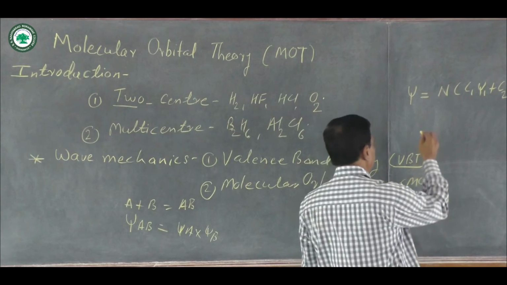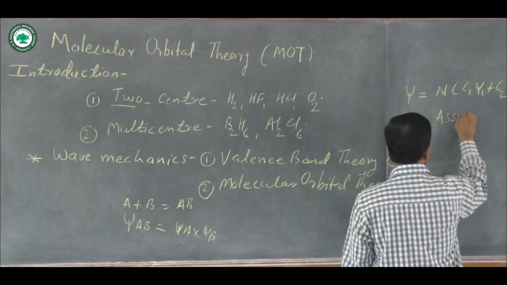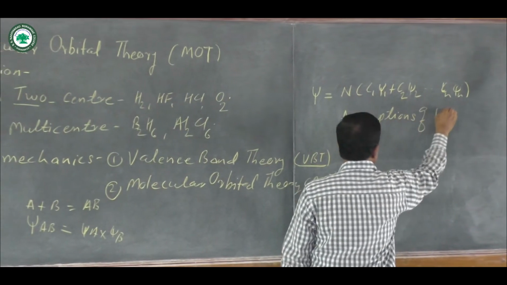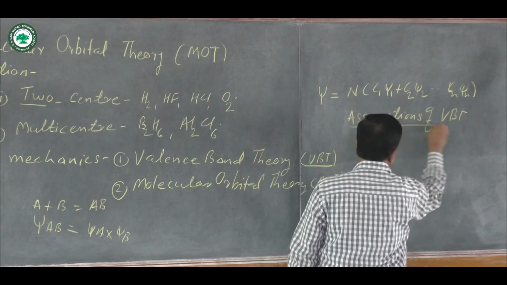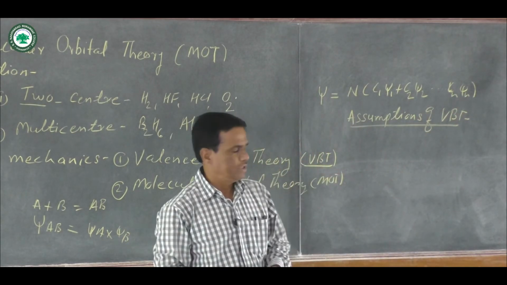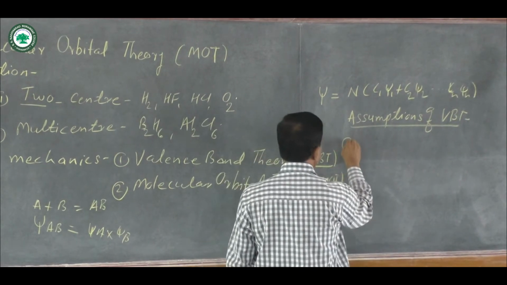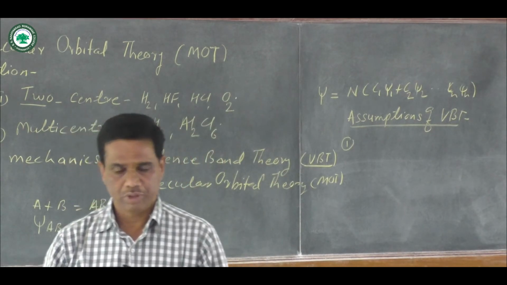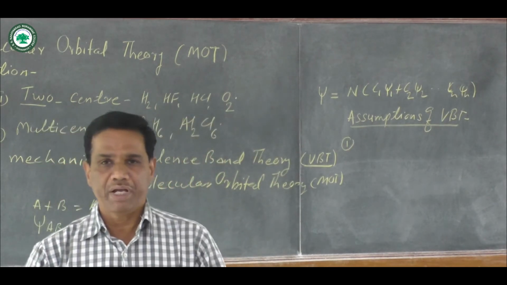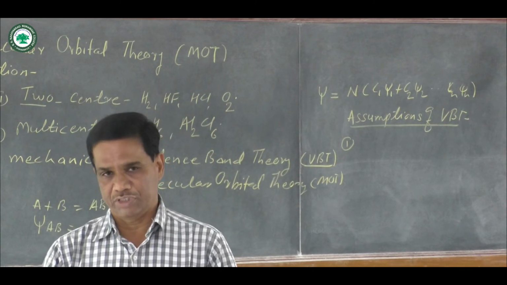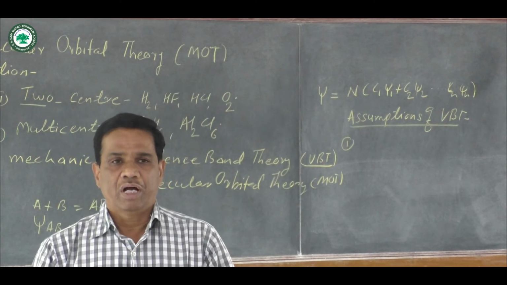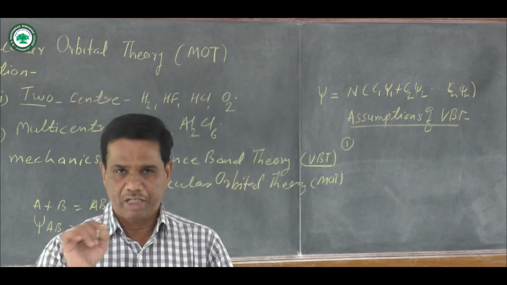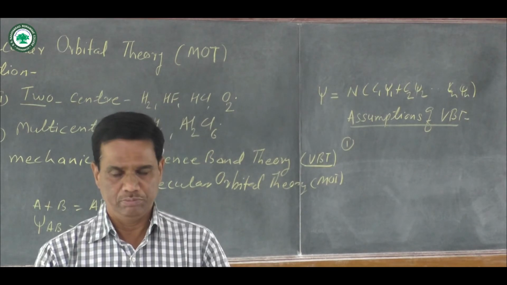Then what are the assumptions of VBT? Next point is the assumptions of VBT. The first assumption of valence bond theory is that atoms combine and molecules are formed. Example: A combines with B and an AB molecule is formed. Example, the hydrogen atom combines with the chlorine atom and there is a formation of the HCl molecule.